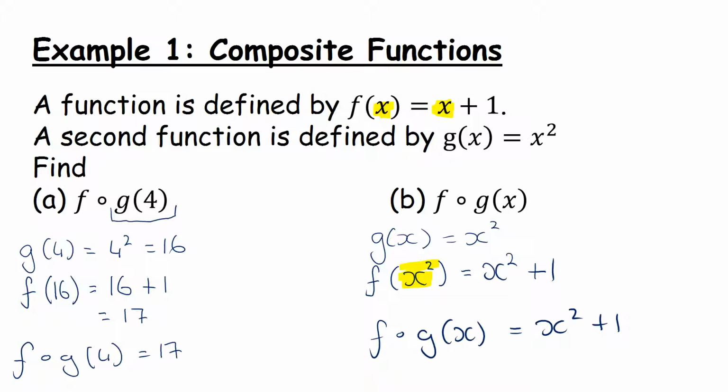Now, just to go back to part A, we could have done that by first working out f after g of x in general terms, so with an x, and then subbing in. So let's take a look at that. If I did f after g of 4, I would simply sub 4 into the formula just above. So it's 4 squared plus 1, which should give us 17, which was the first answer that we got. So it's just a second way of doing it.